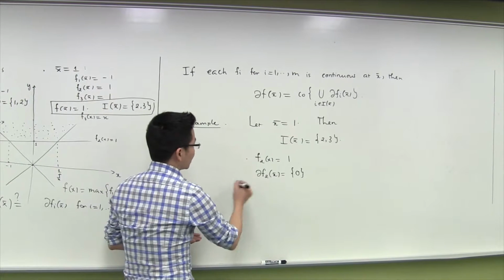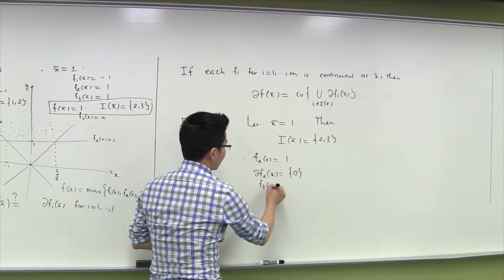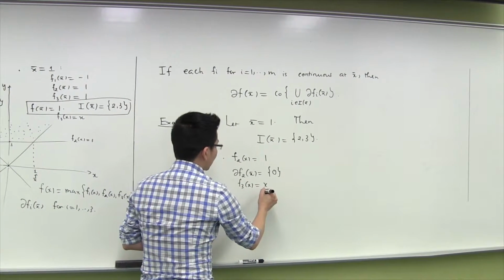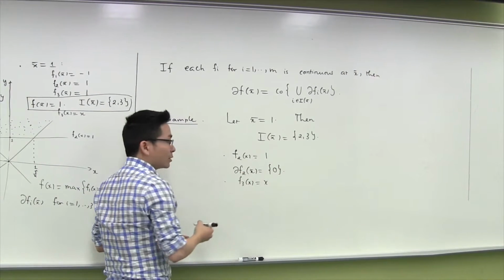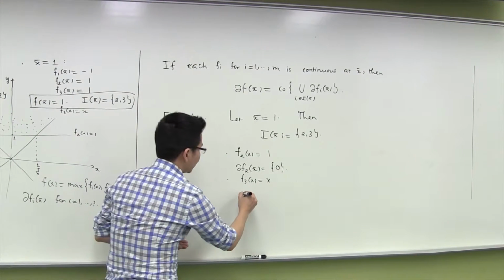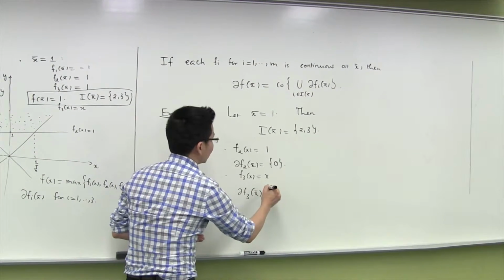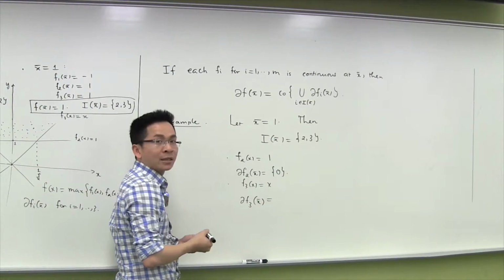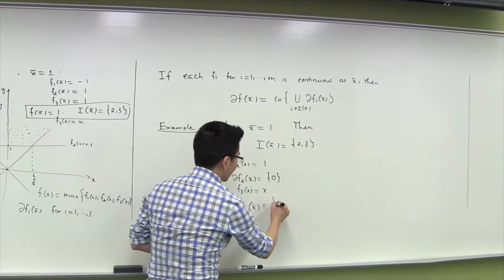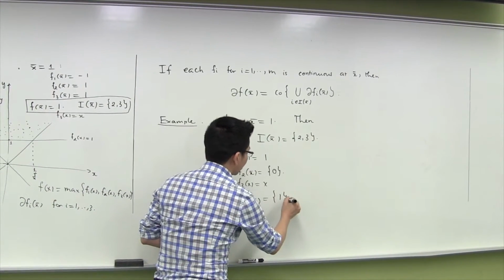Similarly, for the third function, f3 of x equals x, the function is also differentiable. So the subdifferential of f3 at the point x bar in this situation is the same as the derivative of the function, so it contains a singleton that is 1.